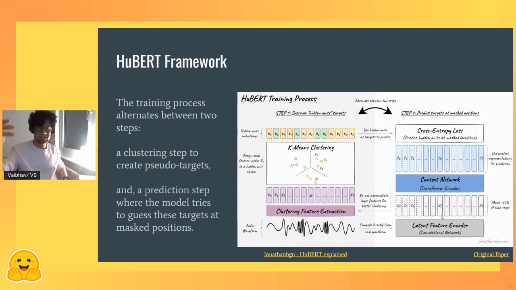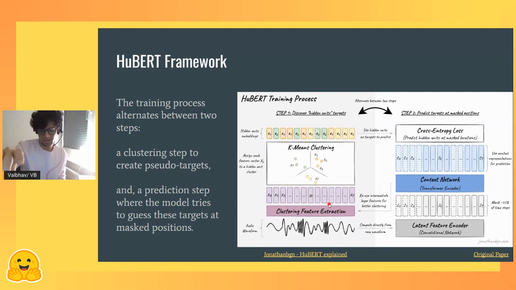And these are then masked, 50% of them are masked. And they are then passed through the context network, right? And then the context network takes these masked representations and, wait, hold on a sec. Let's not talk about the context network for a second.